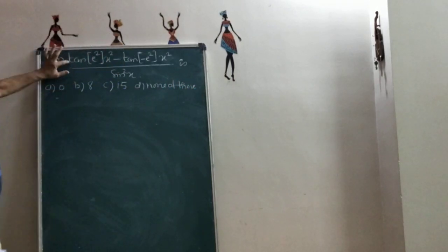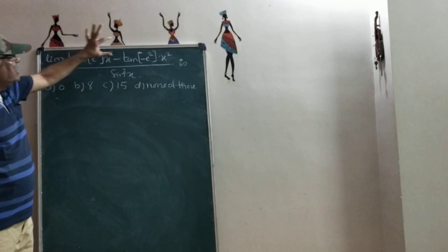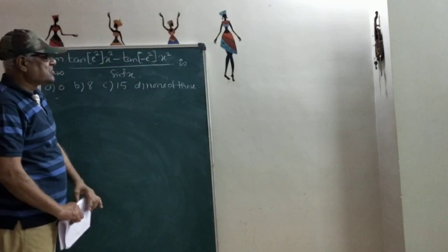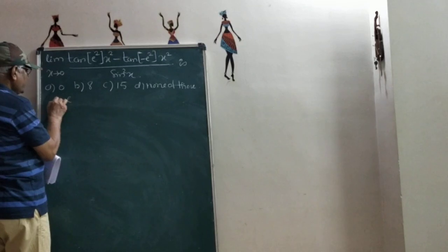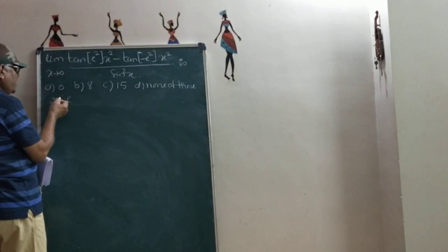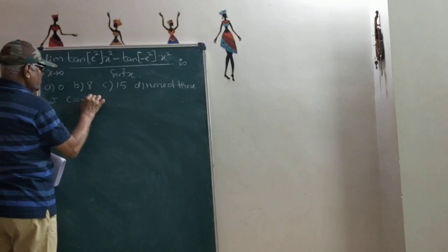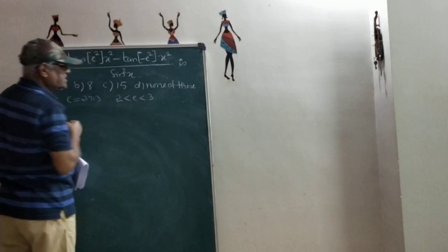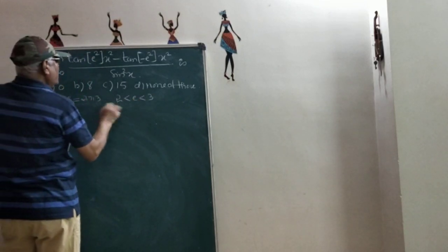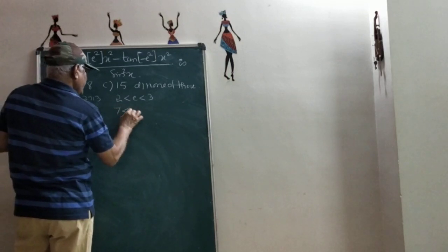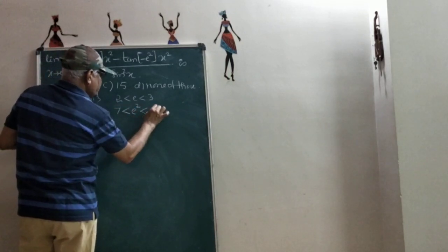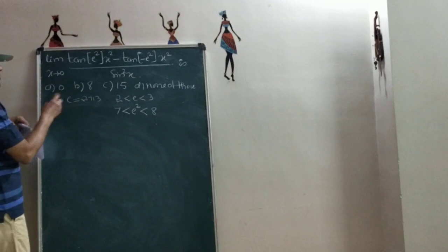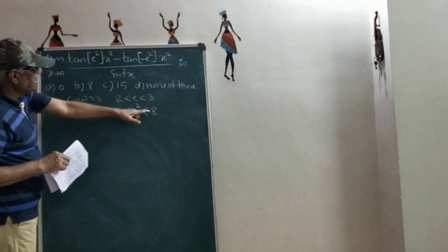Okay, tan of greatest integer e square into x square minus tan of greatest integer minus e square into x square. Student, what is e value? E is approximately 2.71, e equal to 2.713, or you can say that 2 is less than e and e is less than 3. So now the e square: 7 is less than e square and e square is less than 8. That means the value of e square lies in between 7 and 8. So therefore greatest integer e square is 7, less than 8.